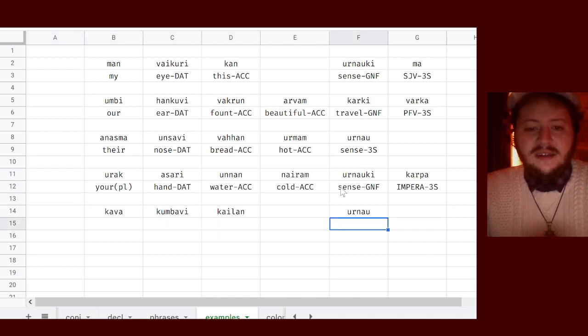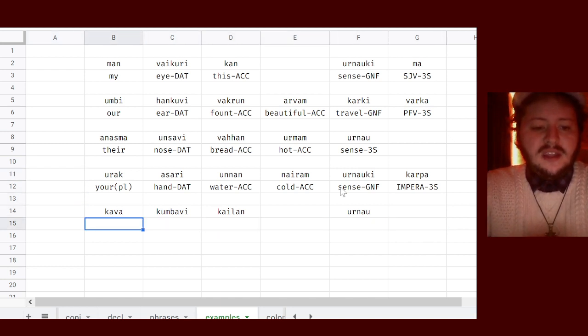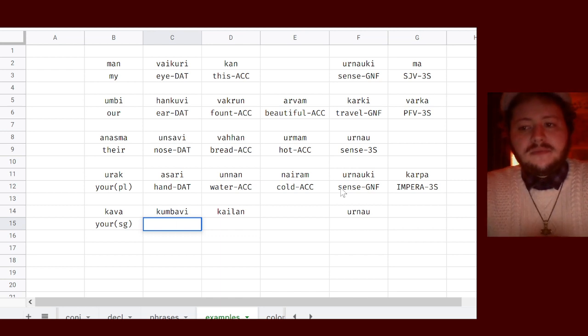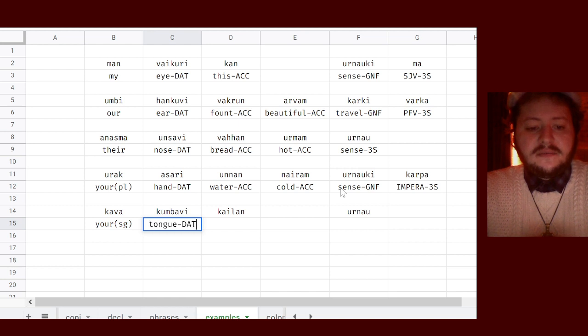Now this last one is another simple one like the first one. Kava is the you, your, and this is singular. Kava. Why can't I type today? Your, singular. Okay. Kumbabi. Kumbah is tongue. It's actually cognate with this word tongue, believe it or not. I'll explain how in a second because I'm going to go through my sound changes a little bit more. We're going to do some examples actually. So yeah, kumbabi means tongue and it's dative. So like on your tongue.